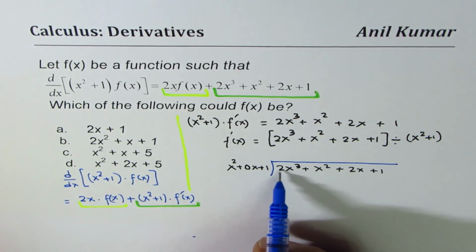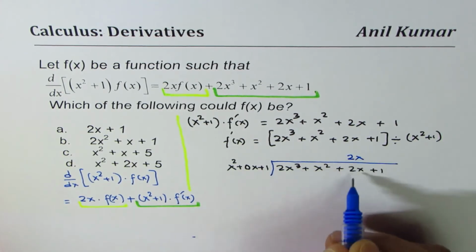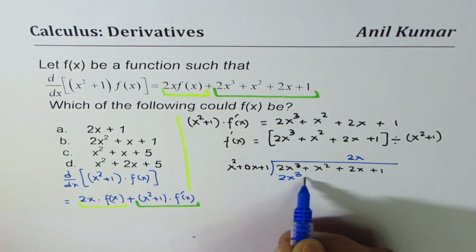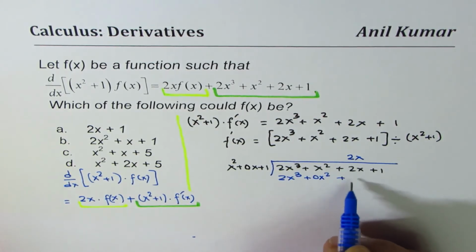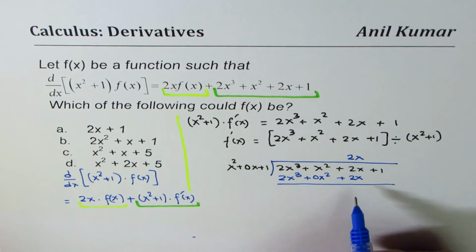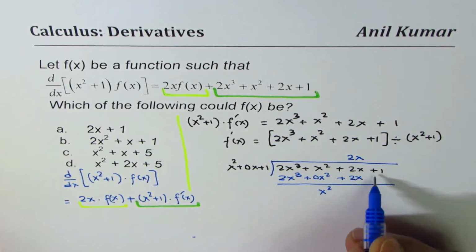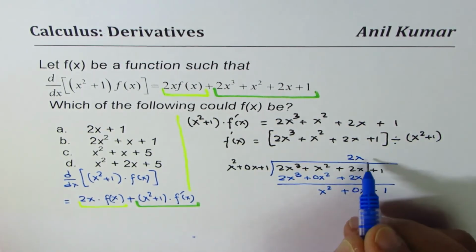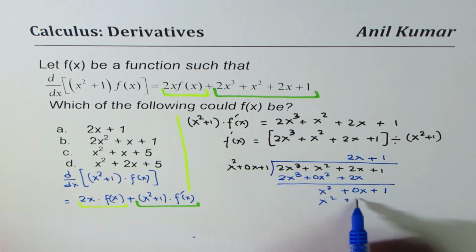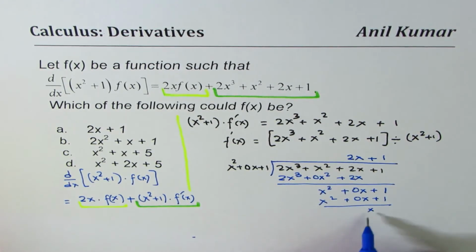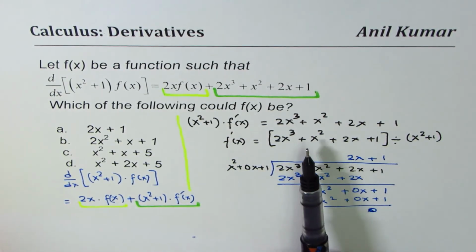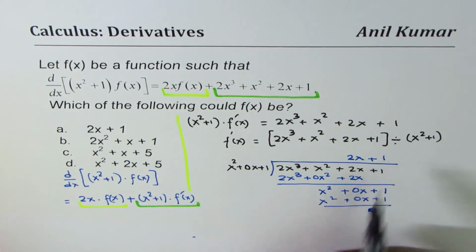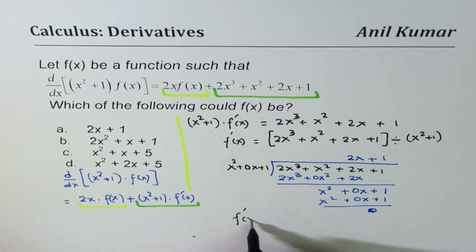Now when you divide, this goes 2x times, so let me write 2x here. We are taking three terms, so we get 2x cubed plus 0x squared plus 2x. When you take away, we get x squared plus 0x plus 1, and that goes one time. So it is x squared plus 0x plus 1, and the remainder, as expected, is 0. That really means this divided by that is 2x plus 1. So we can write that the derivative of the function is 2x plus 1.